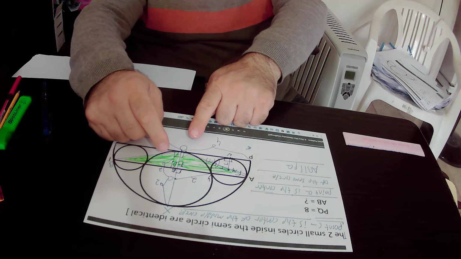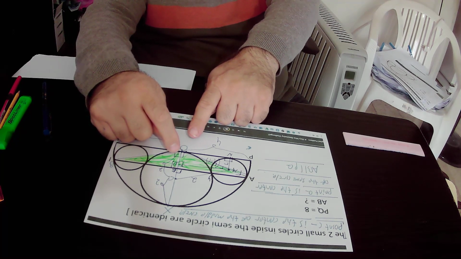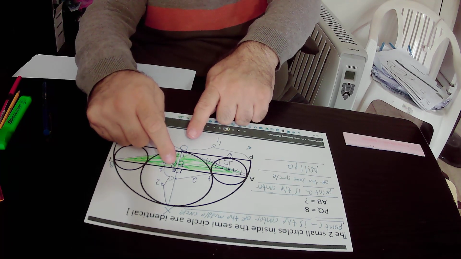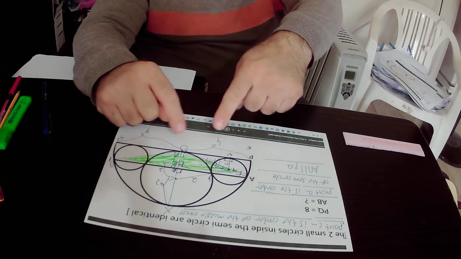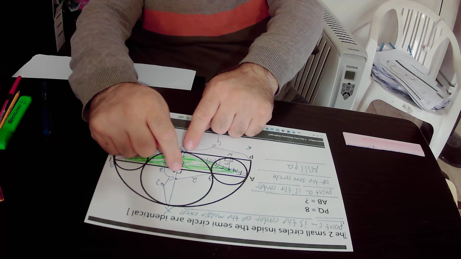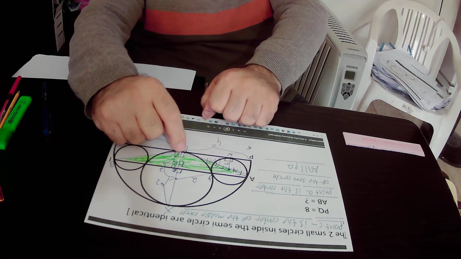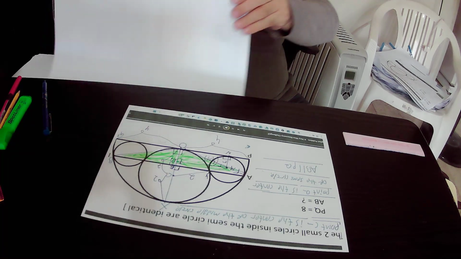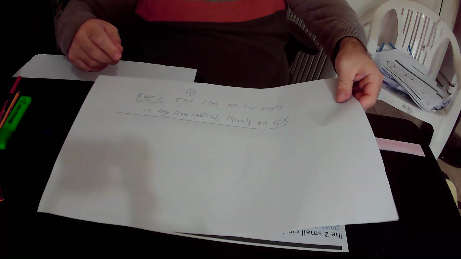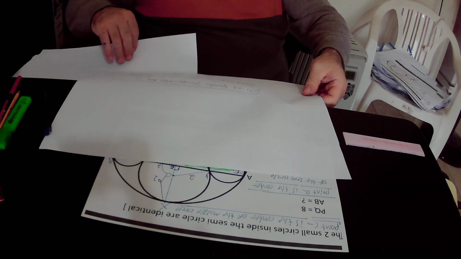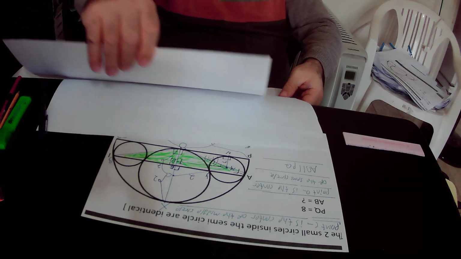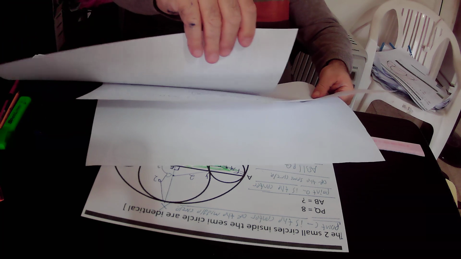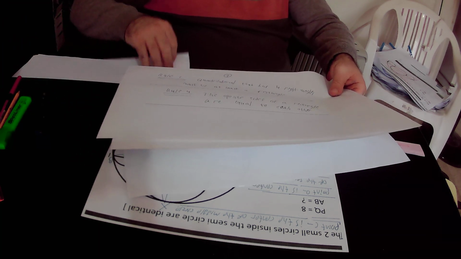And we also have rule number one, that states that corresponding angles between parallel lines are equal to each other. We know that AB is parallel to PQ, therefore those two corresponding angles will be equal to each other. Because this angle equals 90 degrees, then this angle will also equal 90 degrees. Okay, here we have rule number one, that says that corresponding angles between parallel lines are equal to each other.